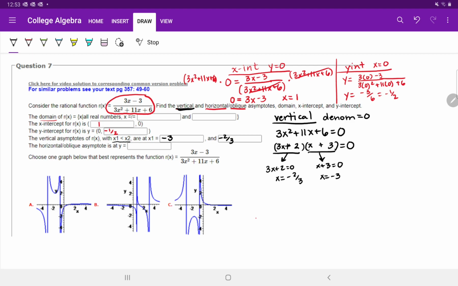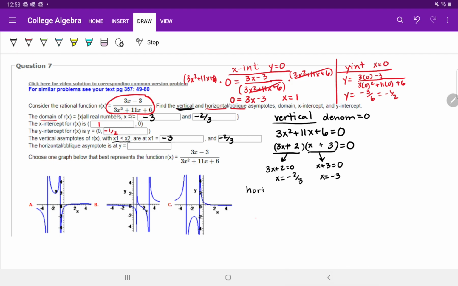The reason I wanted to hold off on domain is because vertical asymptotes and domain go hand in hand. When you find your vertical asymptotes, you can usually just go up and fill in domain very easily. Remember, we got the vertical asymptotes by setting the denominator equal to 0. Wherever the denominator equals 0, that's undefined, or that's a place that can't be in your domain. So we can just take these values, negative 3 and negative 2/3, and plug them in right here for that answer as well.